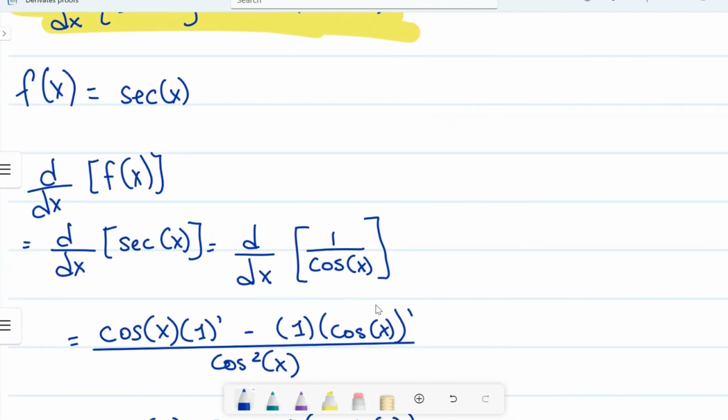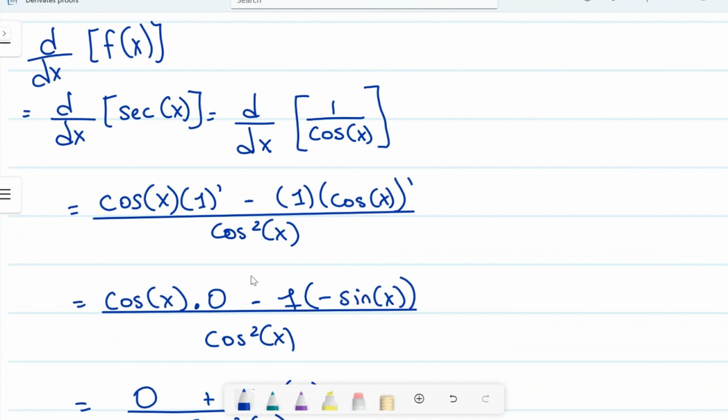Let's use the quotient rule. So the denominator times the derivative of the numerator, so cos of x times the derivative of 1, minus the numerator times the derivative of the denominator, so minus 1 times the derivative of cos of x, all divided by the denominator squared, so all divided by cos squared of x.